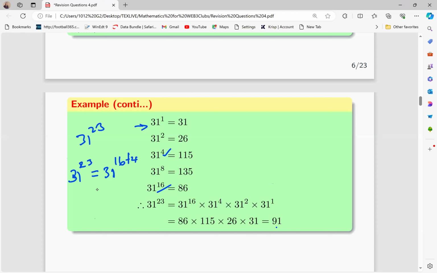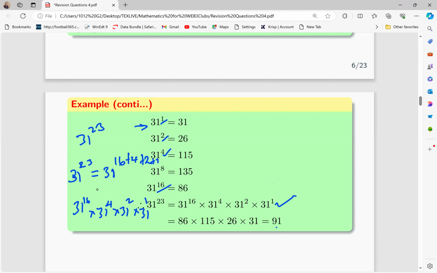I have 20. 16 plus 4 is 20. And I needed 23, so I'm left with 3. Is that okay? Which is not among these powers. So I choose one that is less. So I have 22. Then when I add 1, I have 23. So this means that 1 raised to 16 times that 1 raised to 4 times that 1 raised to 2, there's that 1 raised to 1. That's what you see here.